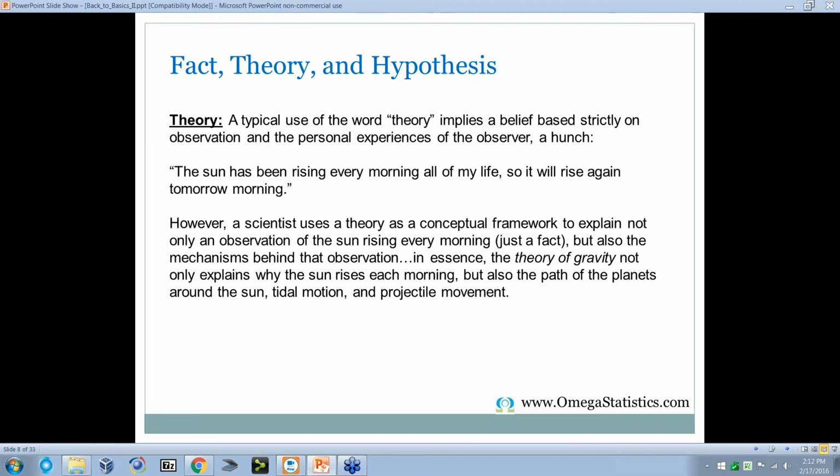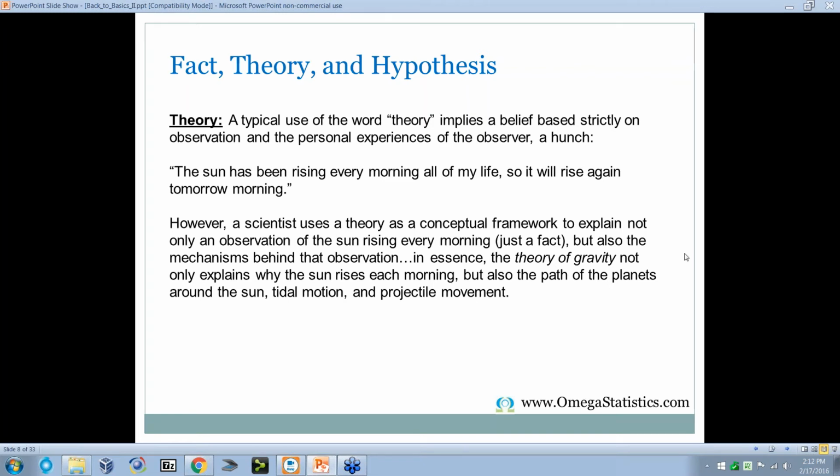A theory, in typical use, implies a belief based strictly on observation and personal experiences of the observer. It's like a hunch. I have a theory that the sun has been rising every morning all my life, so it's going to rise again tomorrow. I'm pretty sure of that. That's my theory. But a scientist would use a theory as a conceptual framework to not only explain an observation of the sun rising every morning, because that's just a fact, but also the mechanisms behind that observation. In essence, the theory of gravity.